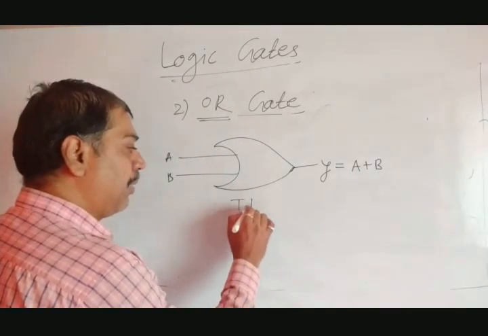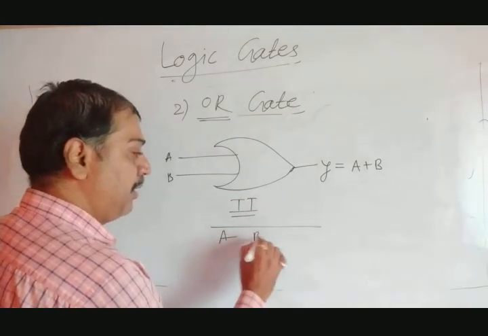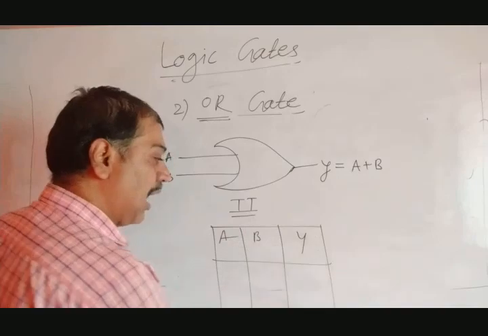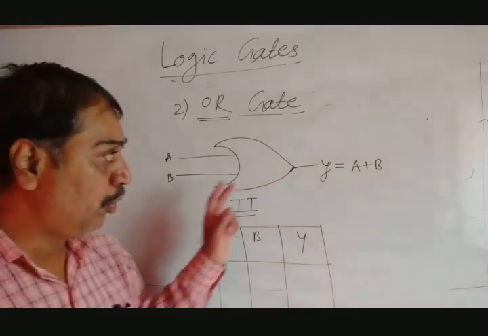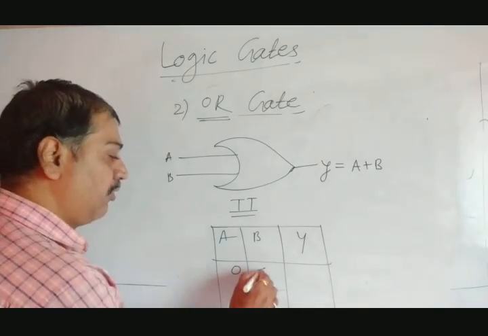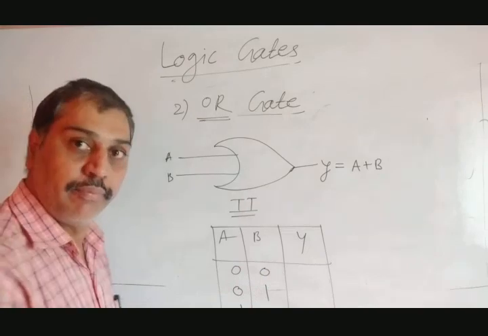Now the truth table of this is what? Again it is a combination. So it is A, it is B, it is Y. So these are the combinations. Let's start. How many variations? 2 inputs, 2 to the power 2, it is 4 rows. What are the 4? 0 0, 0 1, 1 0, 1 1.